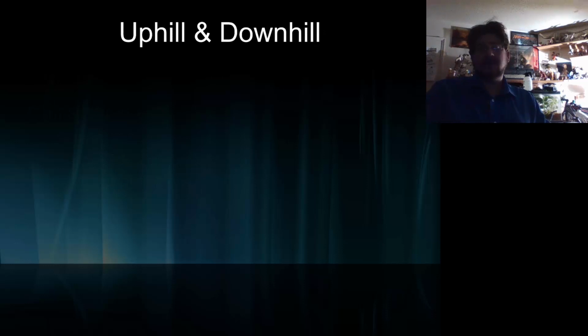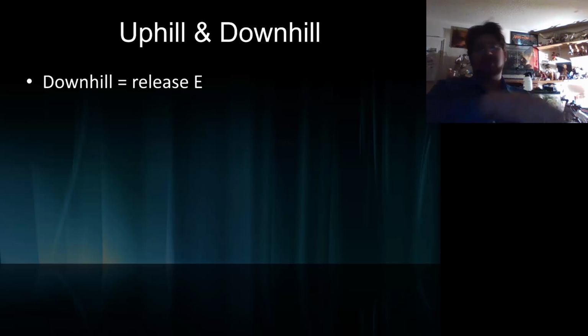Uphill and downhill are common terms in this chapter. Downhill reactions simply release energy. If you're riding a bike and going downhill, you're generating velocity. You're not having to put your own energy into it. You're gaining energy by going downhill. It's a terrible metaphor because there's gravity, energy, and all that stuff in there. But a downhill reaction releases energy.